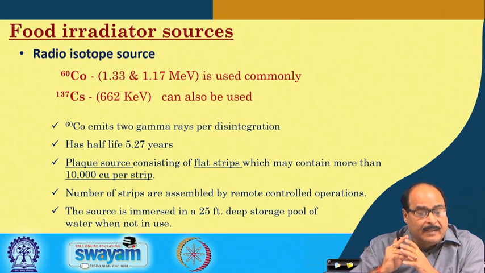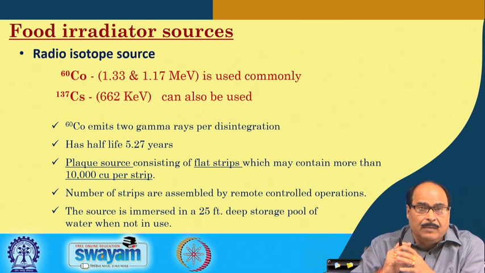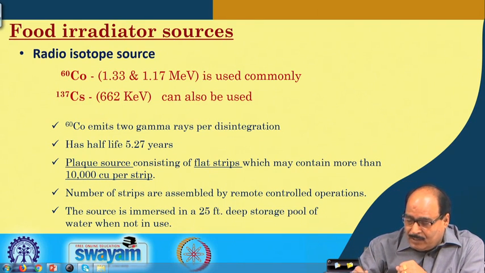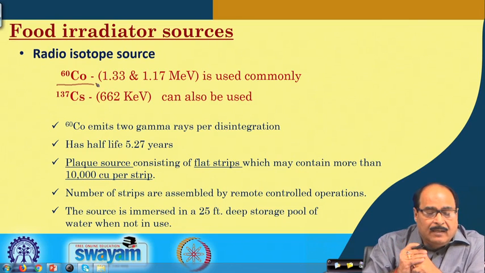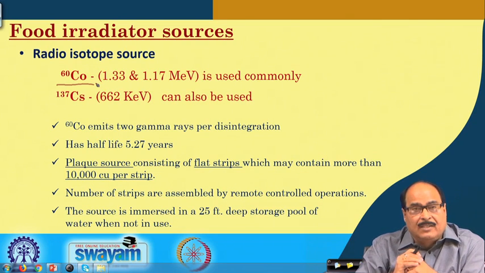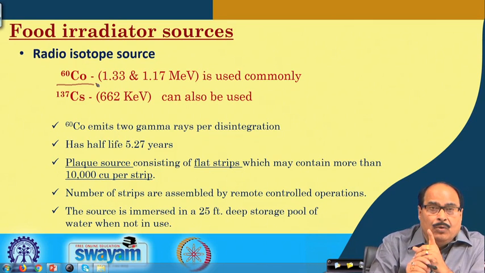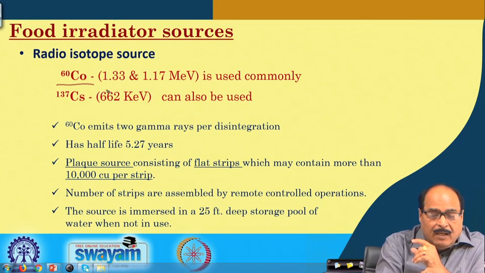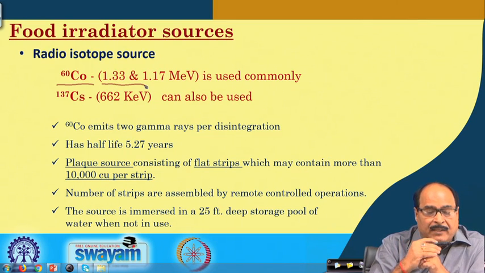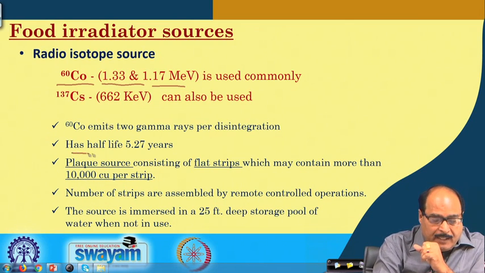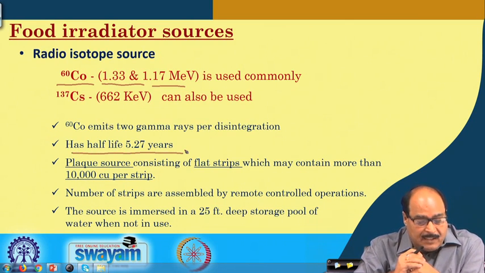Regarding food irradiation sources, there are normally two types of sources. One is the radioisotope source, and the other, which we will see in the next slide, is the machine source. In the radioisotope source, most commonly the cobalt 60 radioisotope is used. It emits 2 radiations having energy values of 1.33 and 1.17 MeV. It has a half life of 5.27 years.